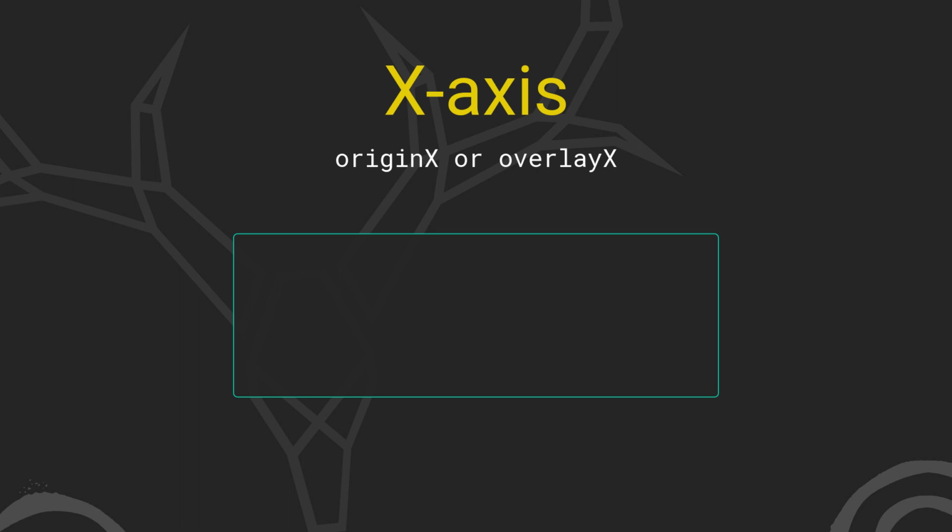When dealing with the x-axis, the possible values are start, which refers to the leftmost edge of either the origin or overlay. Then there's center, which will be over from the left edge 50% of the width, the horizontal midpoint of either the origin or overlay. And finally, there's the end value, which is the rightmost edge of either the origin or overlay.